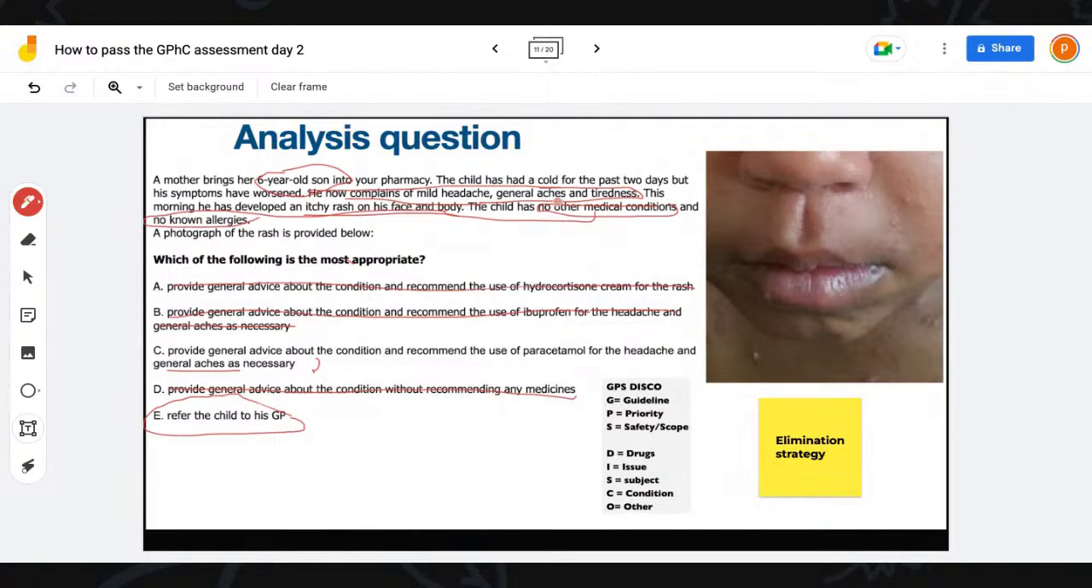But all of the symptoms show that it's mild. This morning has developed an itchy rash on the face, so this rash only started today. The child has no other medical condition. The child has no allergies. All of this tells you it is not really an emergency. If you send this child to the doctor, the doctor is going to be very disappointed with you. Because they're going to ask, why are you sending this child to me when all of these things?